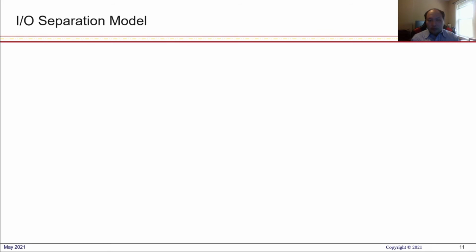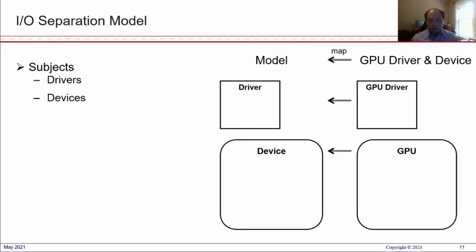The I/O separation model consists of 3 I/O components: subjects, objects, and partitions. Subjects consist of drivers and devices. The figure on the right shows the mappings from real drivers and devices to I/O components in the model.